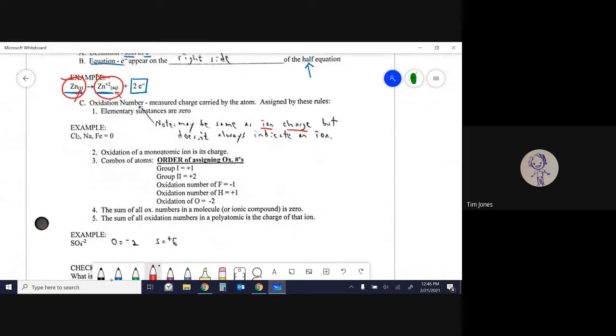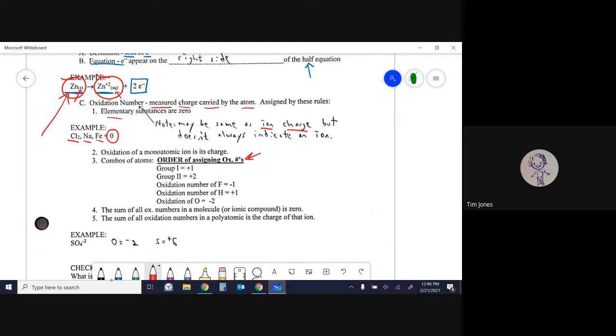So it's the measured charge carried by an atom, whether it's an ion or not. And you want to go through these rules in order once we get to right here. That's going to be important. So if something is an elementary substance, like these 3 here, Cl2 neutral, sodium neutral, iron neutral, and like we had up here, zinc neutral, its oxidation number is 0.